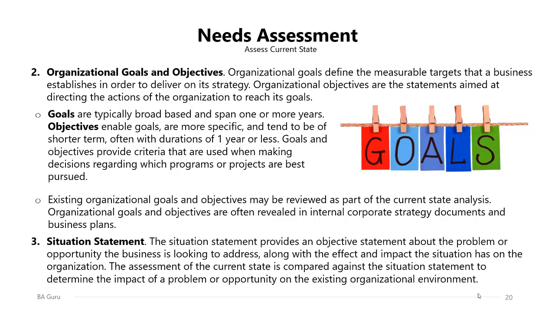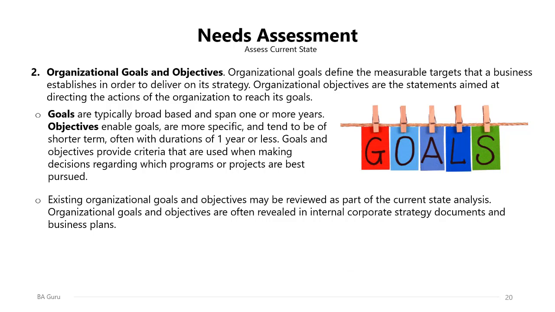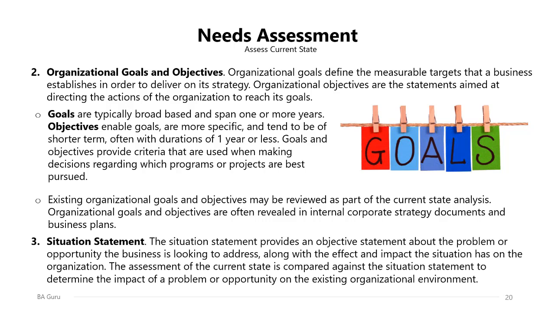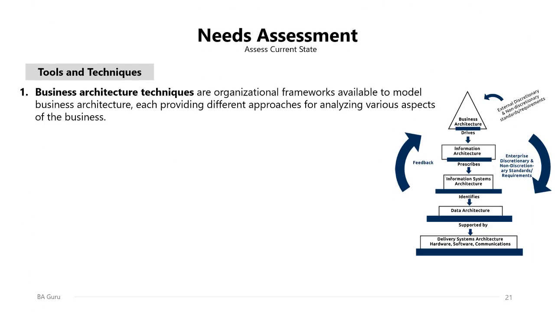So once we have the enterprise and business architectures, the organizational goals and objectives, in addition to the situation statement, we can kick off the assess current state process. What are the tools and techniques you will be using in this process? In this lecture, I'm proposing 10 tools and techniques that you can use while conducting the current state assessment, starting with the business architecture techniques, organizational frameworks available to model business architecture, and each providing different approaches for analyzing various aspects of the business or the organization.